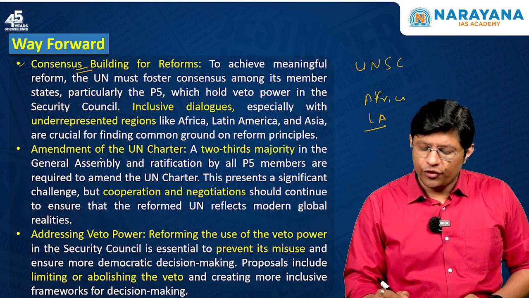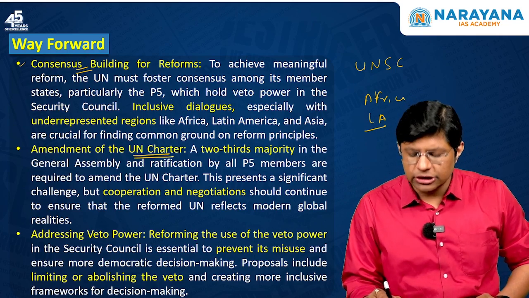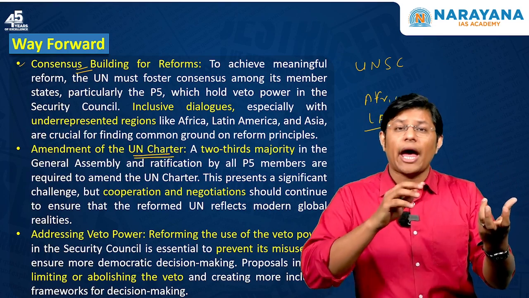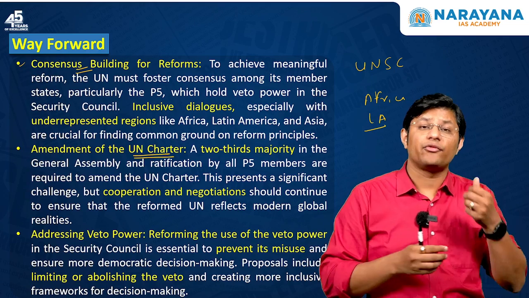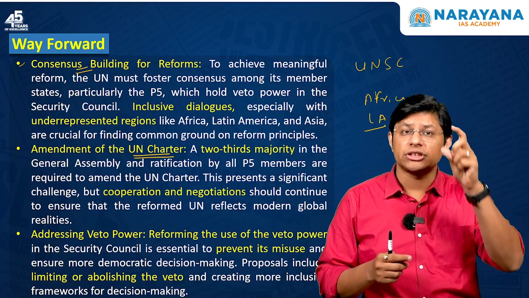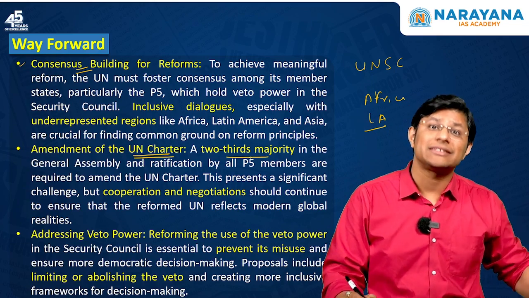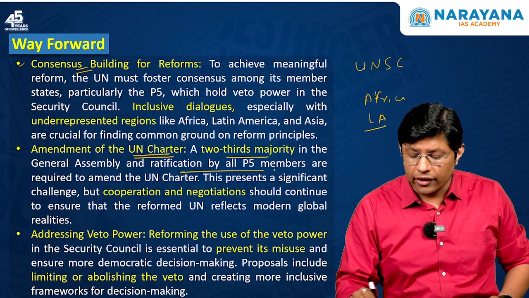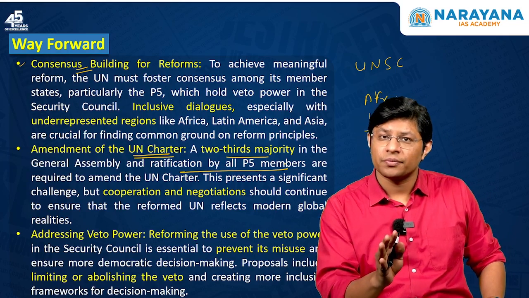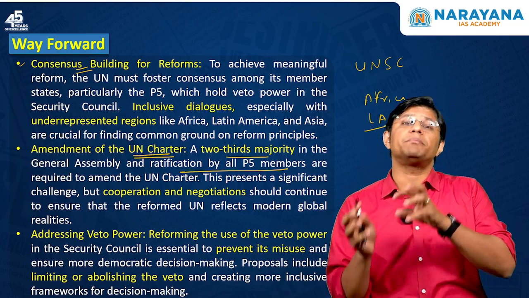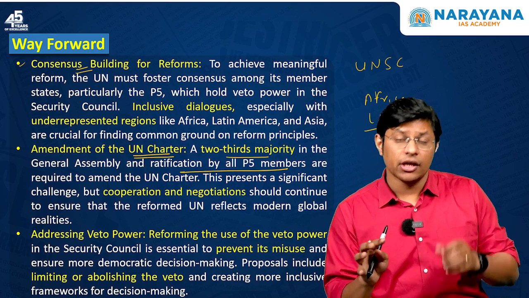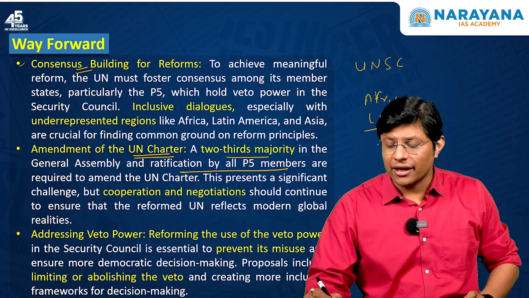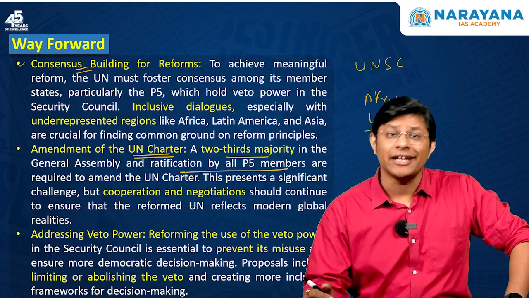Second, we have to change the United Nations Charter, which means we have to change the Constitution of the United Nations to have the representation of different countries. And for that, to change the Charter, we need a 2/3 majority in the General Assembly. The General Assembly is an assembly of 193 countries, and ratification by all the P5 members is required. Let's say, for example, India should be made a permanent member of the Security Council, for which a 2/3 majority is required in the General Assembly and all the 5 countries should agree to India's inclusion.